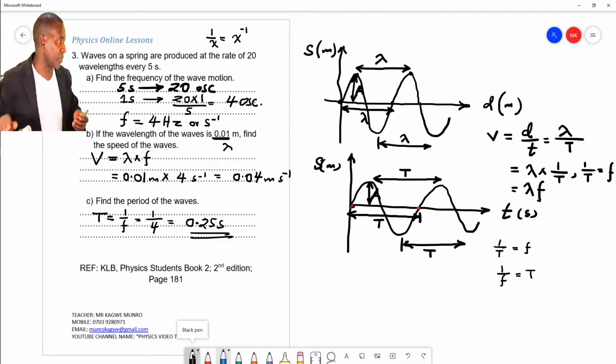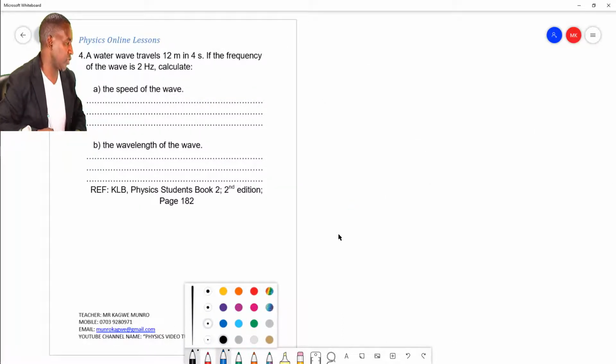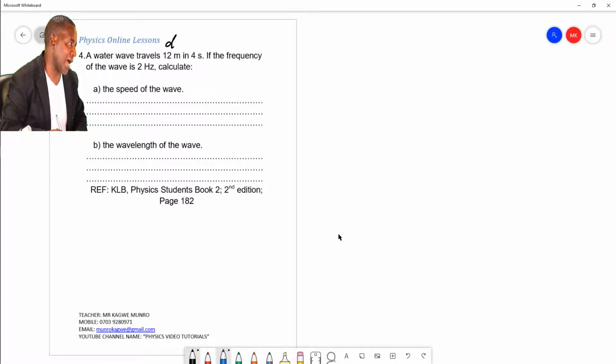Let's go to the next question. So this is question number 4. We are told that a water wave travels 12 meters in 4 seconds. So I've got the distance, and this is time. So as soon as I realize that, and I remember speed is equal to distance over time, immediately I know what physical quantity I can calculate from here. But let's go on. If the frequency is so much, this is frequency. Calculate the speed of the wave.